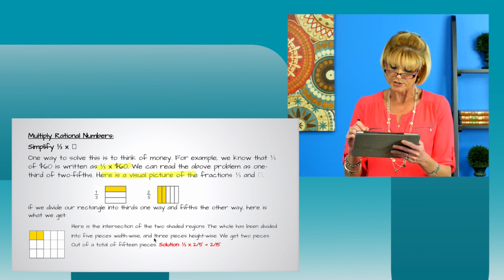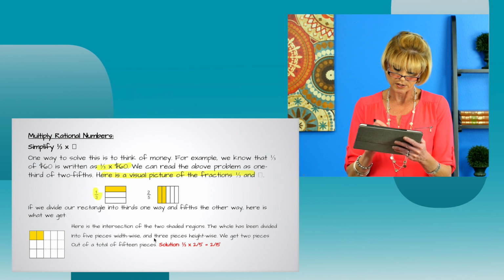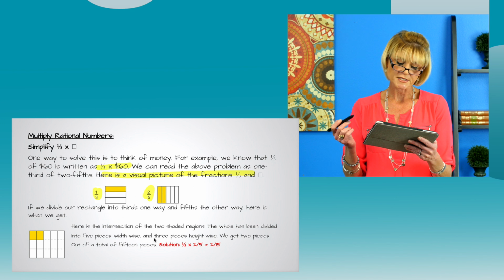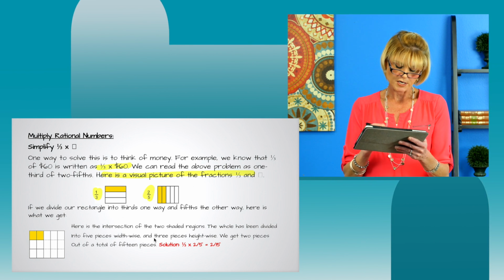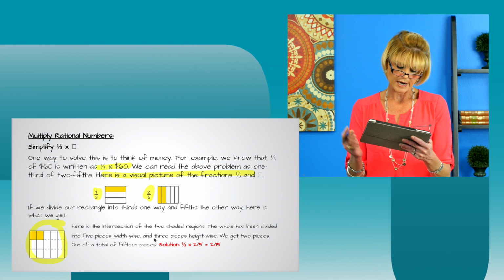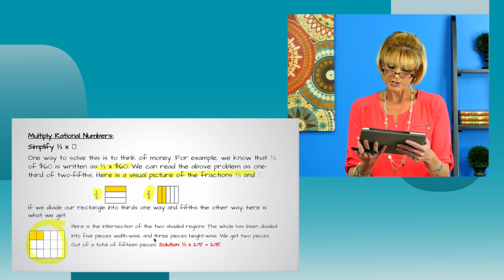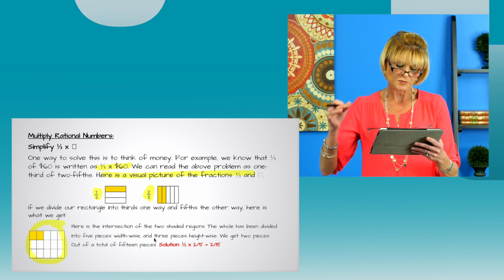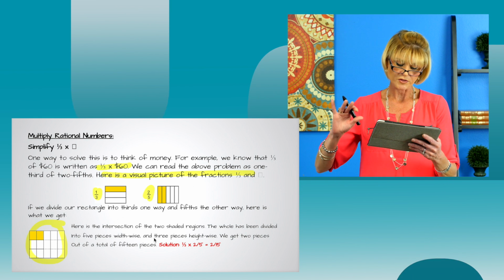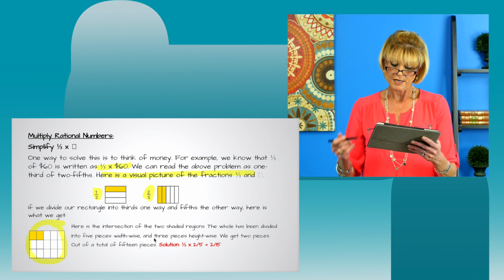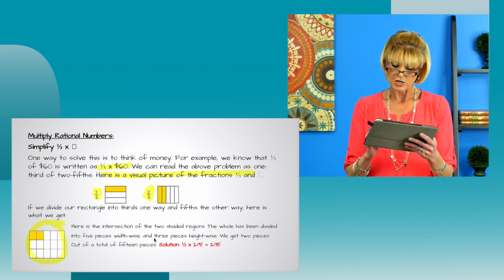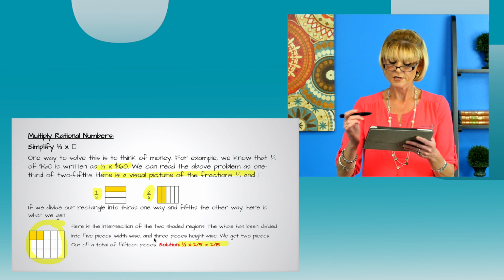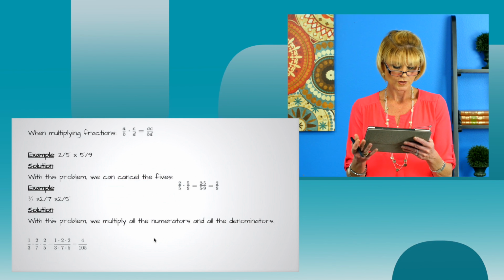And here's a visual picture of the fractions 1/3 and 2/5. If we divide our rectangle into thirds one way and fifths the other way, then here's what we get. This is the intersection of the two shaded regions. The whole has been divided into 5 pieces widthwise and 3 pieces heightwise. We get 2 pieces out of a total of 15 pieces. So our solution is 1/3 times 2/5 equals 2/15.